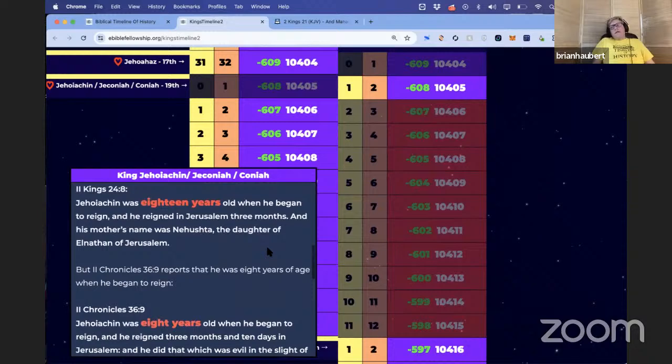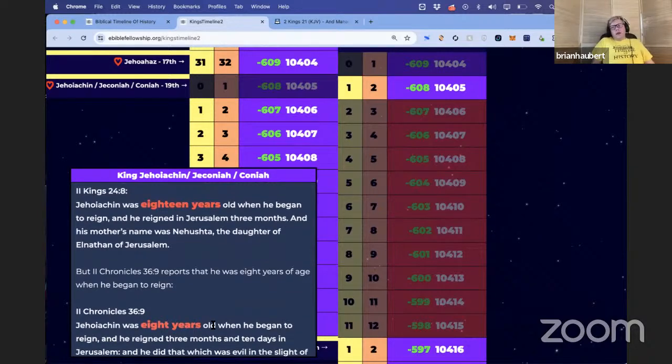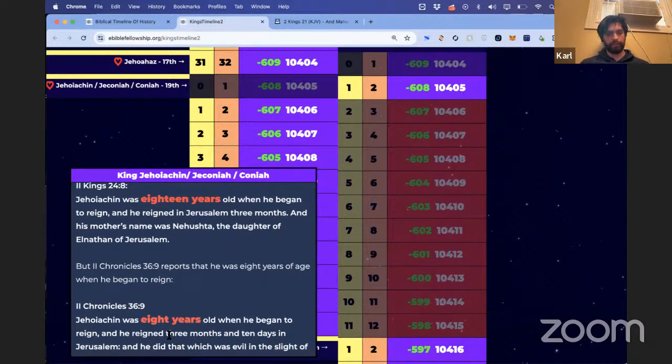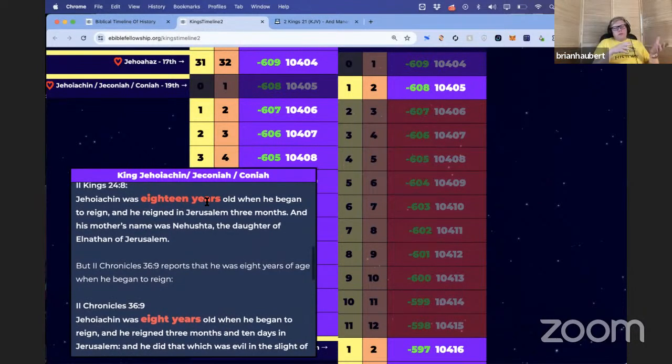Now, if you recall, we did see a similar situation with David. There was one verse. Actually, the one that just says 3 months is when it mentioned that he's 18 years old. Whereas the one that just says 8 years old, it mentions 3 months and 10 days. You actually have two things you have to work out there. Yeah, well, and the one he was 8 when he became co-regent with his father. He was 18 when he became sole ruler, and he reigned for either 3 months and 10 days as sole ruler, or he reigned for 3 months as sole ruler.